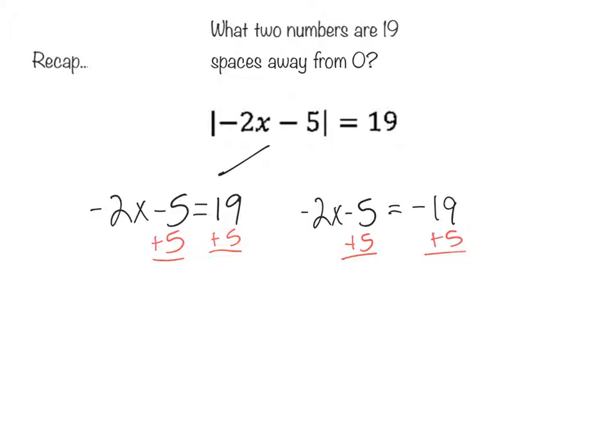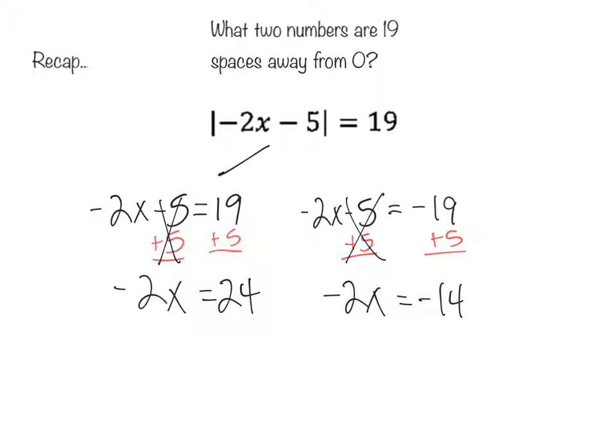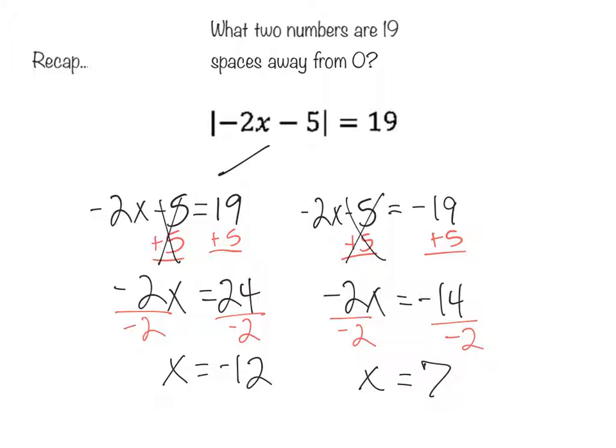Okay, then these canceled. Negative 2x equals 24. These canceled. Negative 2x equals negative 14. So my 2 answers were, what did I divide both sides by? Negative 2. X equals negative 12, and then X equals 7. So those are the answers, and when I plug negative 12 back into my original absolute value, I will get a positive 19. When I plug in a 7 into my absolute value and work it out, the absolute value will also be 19.